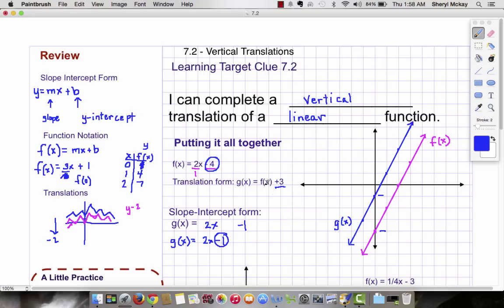So if I know what f of x is, 2x minus 4, and I add 3 to it, combining my like terms, I should get 2x minus 1, which is what g of x is. So I didn't even have to graph it, but I hope you can see how graphing it, we can see that we've actually added 3 to our y-intercept.